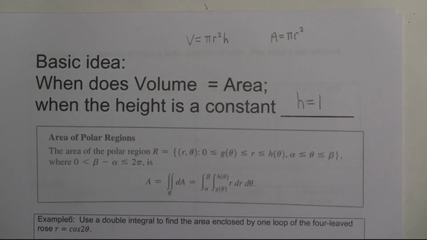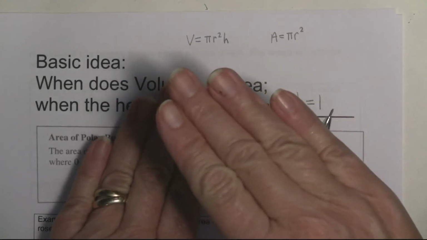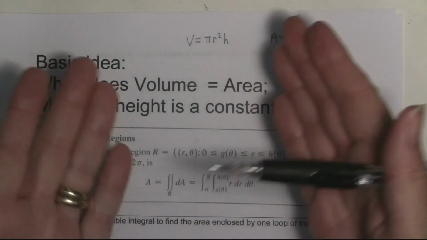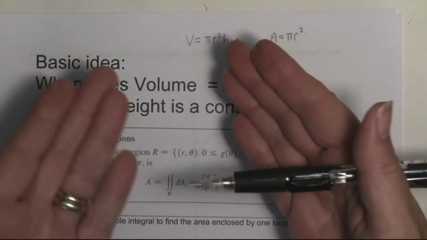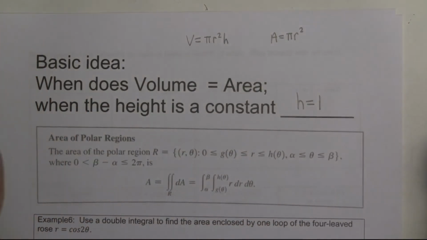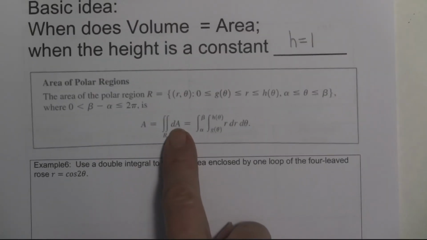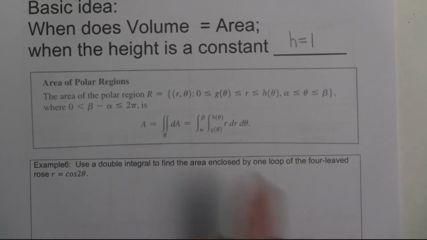I think in Calc 2 you found the area of polar regions. This is another way that you can find the area of polar regions, by integrating with a height of 1, because that would be a constant height of 1. That would give you an area that's the same as the volume. You would really be finding the volume with the double integral, but they would be equal to one another because your height was 1. So that's the idea. That's basically what they're saying here: integrate 1 dA.